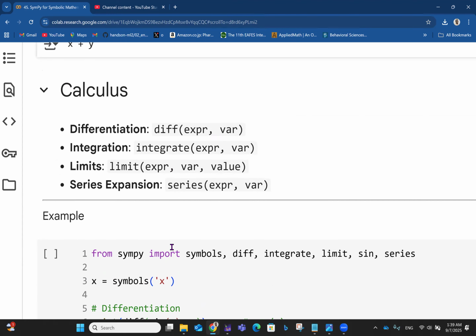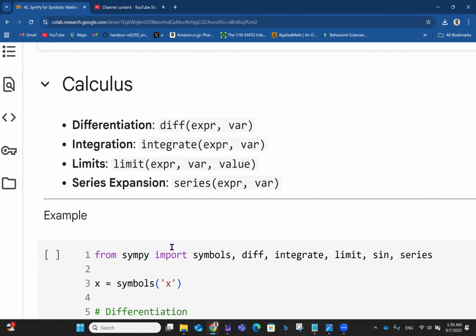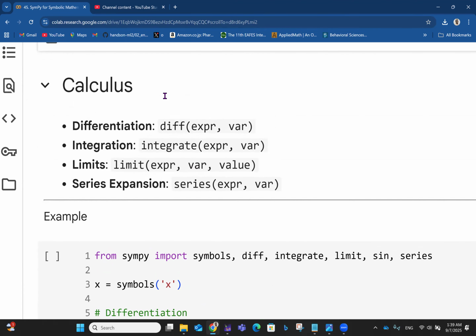Let's talk about calculus now. For calculus, of course, we have things like differentiation, limits, integration, and series expansion. For differentiation, you can just do diff expr var. So you're differentiating the expression with respect to a particular variable. Integration, same.